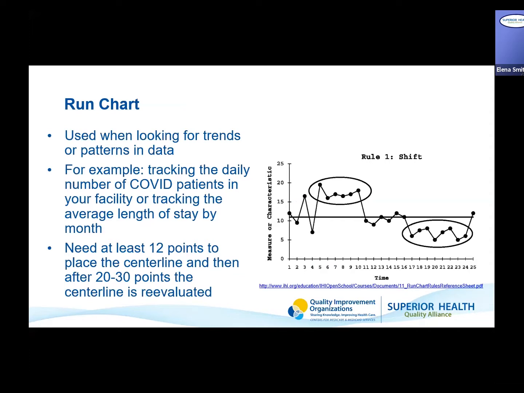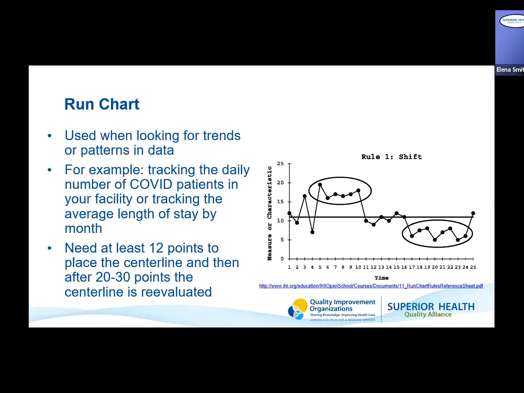So for example, we are seeing this all the time with our COVID data at a state level, especially when you hear the governor talking about things trending up or trending down, and whether they relax restrictions or create new restrictions, they're using these run charts, right? So they're looking for these shifts and trends in data over time to make decisions like those. So for example, like I just mentioned, you could track the daily number of COVID patients in your facility, or you could even track the average length of stay by month to see if there's any trends happening that way.